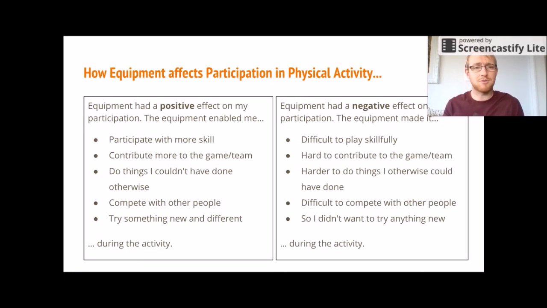So there's a few different ideas about how equipment might affect your participation in any sort of physical activity that we do, and that's how and why those changes could happen. So hopefully you can use this now in your logs.